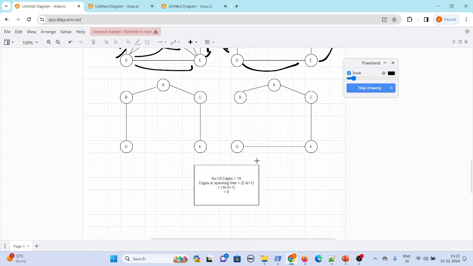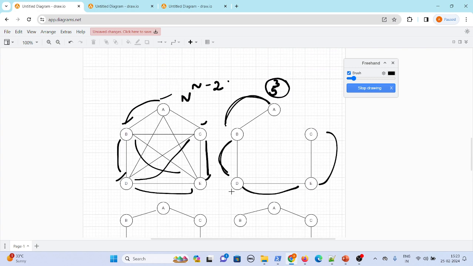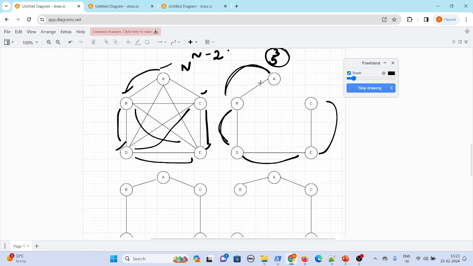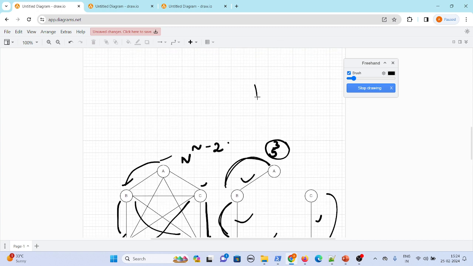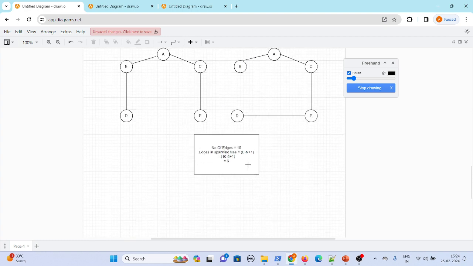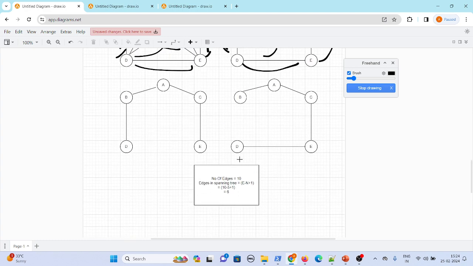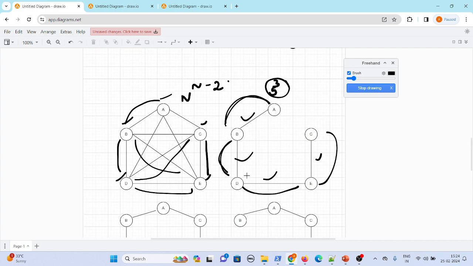And it is formed by removing 6 edges. If you see here, you have 10 edges, right? And in the spanning tree, how many edges do you have? 1, 2, 3, 4. So initially you had 10 edges and now you have 4 edges. So how many have you removed? 6 edges you have removed. So by removing E minus n plus 1 edges, you can form a spanning tree from a complete graph.